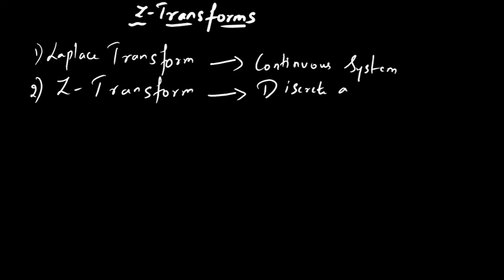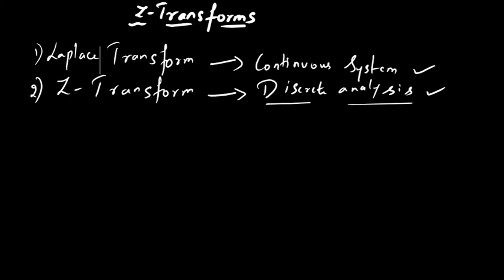The role of both Laplace and Z transform is transforming one function to another form, but the Laplace transform uses the continuous system and Z transform uses the discrete form. That is the only difference between the Laplace and Z transform. Let us go for the definition of Z transform. Here, as I told you, the system will be discrete.